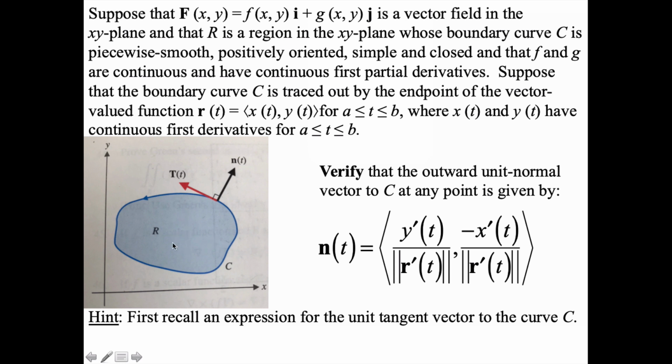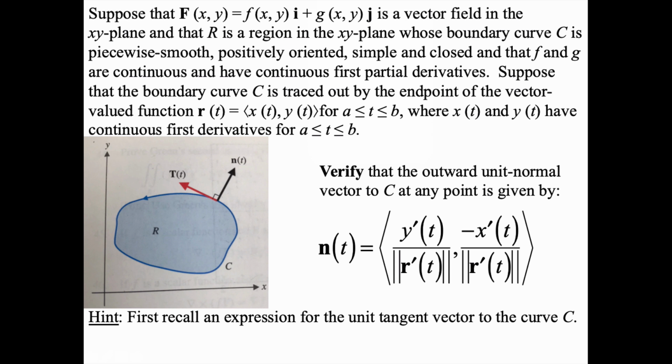And there's a region R in the xy plane whose boundary curve is C, as you see here. And let's say that curve is piecewise smooth, positively oriented, simple and closed, and that f and g are continuous and have continuous first partial derivatives.